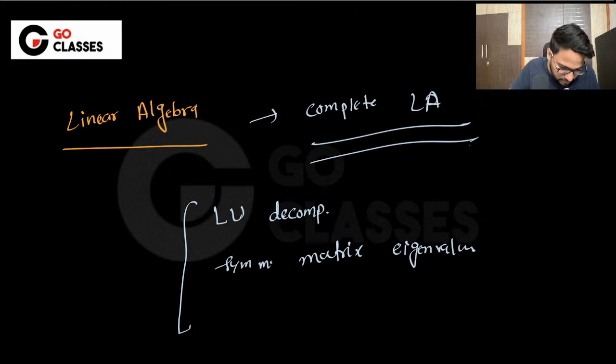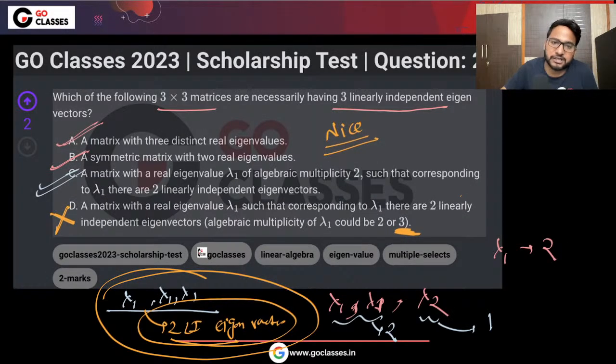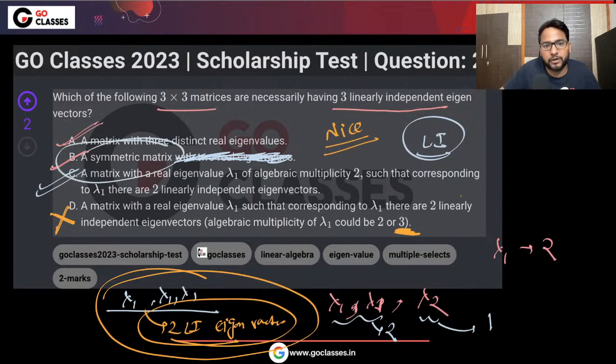Someone is asking, in the symmetric matrix, are the number of eigenvectors n or the eigenvalues n? The number of linearly independent eigenvectors is n in a symmetric matrix. That is there already in the lectures. So basically, the symmetric matrix itself is enough. With two eigenvalues or 3 eigenvalues, it doesn't matter, because if it is a symmetric matrix, I will have 3 linearly independent eigenvectors. That's all. The additional information is not required.